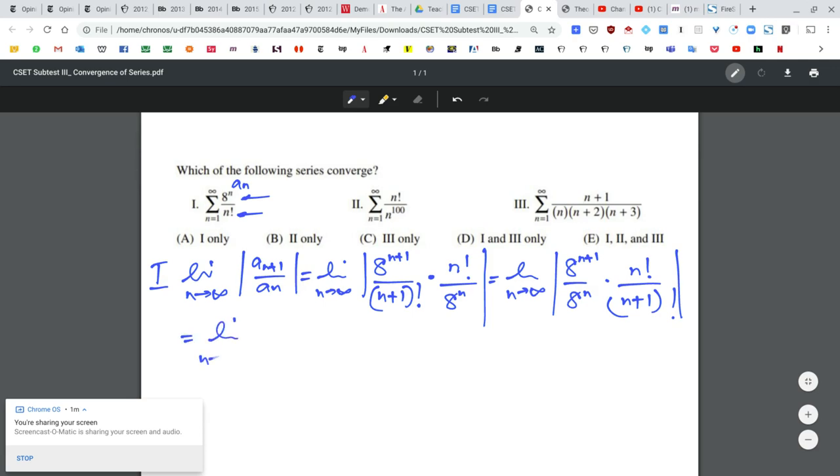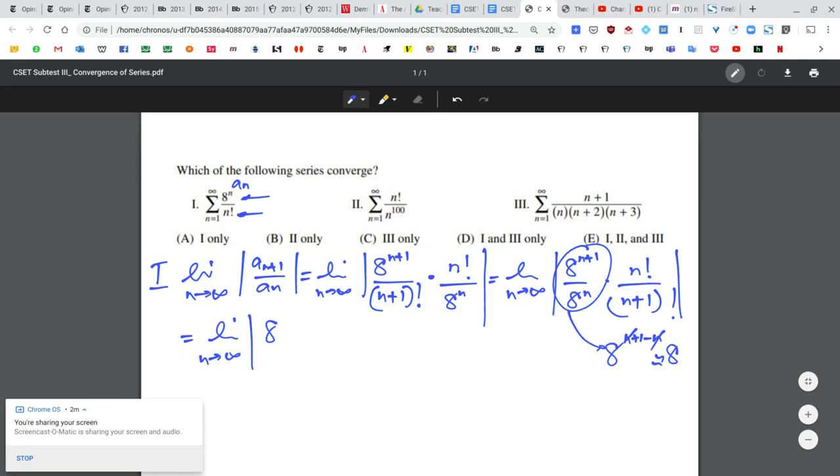Limit n approaching infinity. Now for this guy, you have a common base of 8 and the powers vary, but when you divide monomials like that with the same base, we subtract powers. So basically what's going on is 8 to the power of n plus 1 minus n, the n's cancel. So you're just left with 8 in the numerator.